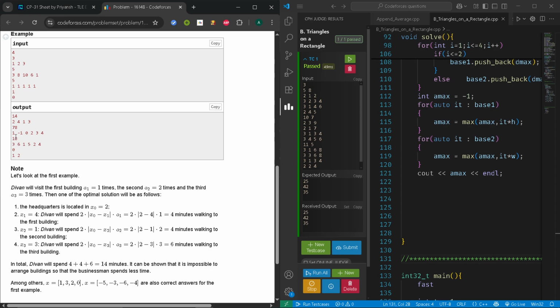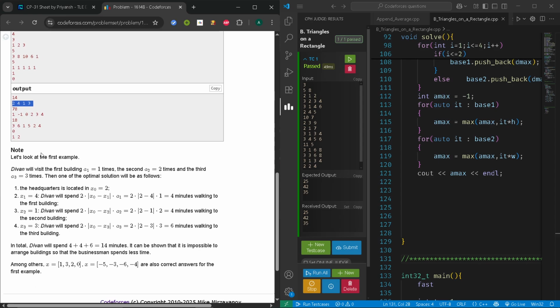If we look in the test case, 14 is the minimum time. Let's put that aside: a1 equals 1 time, a2 equals 2 times, and third building 3 times. It can be as follows. Headquarter is located at x0 equal to 2. Okay. x1 equal to 4. One will spend 4 minutes walking to the first building, and he visited that building one time.